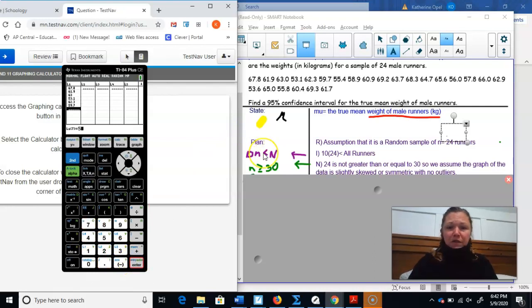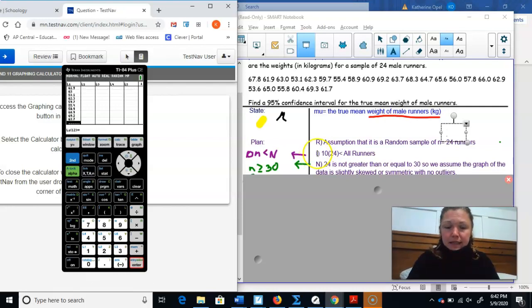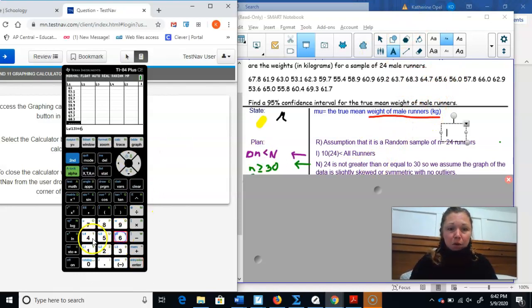Okay. Now we're at 55.4, 58.9, 60.9, 69.2, 63.7, 68.3. And again, I'm just reading the list right here. I'm at 64.7, hit enter.